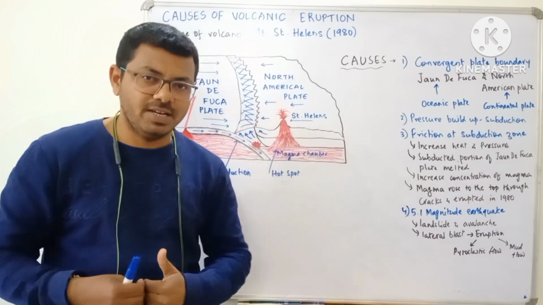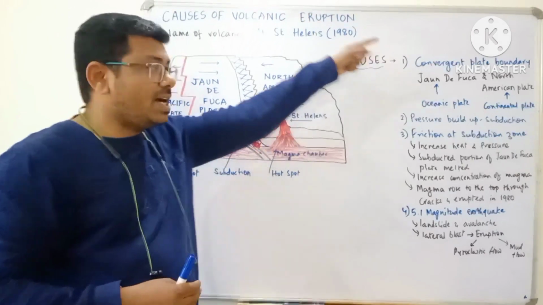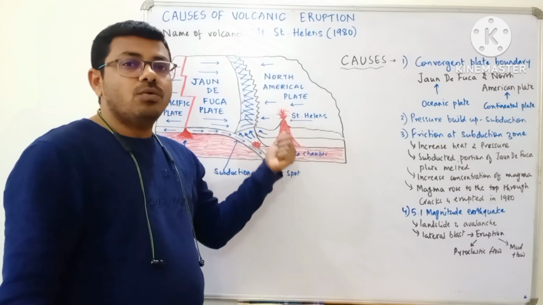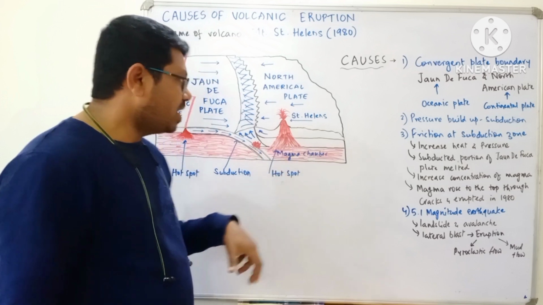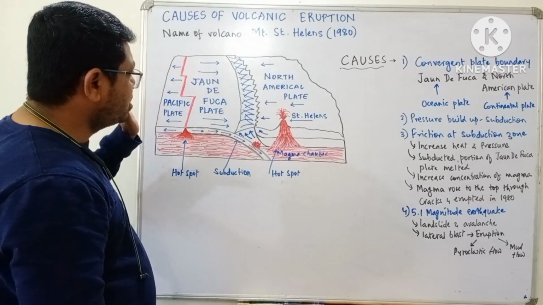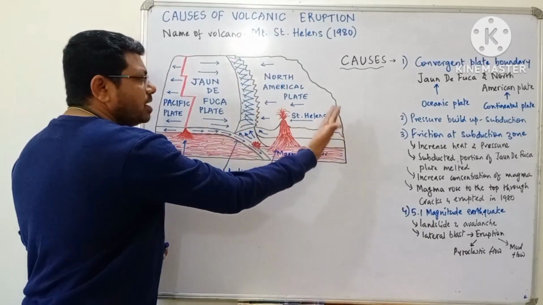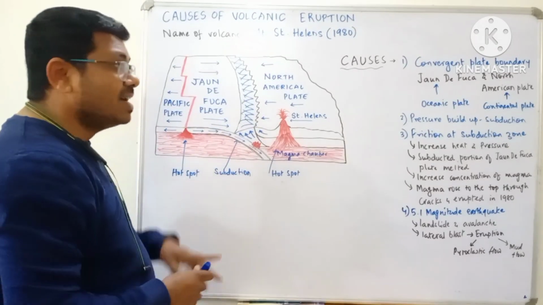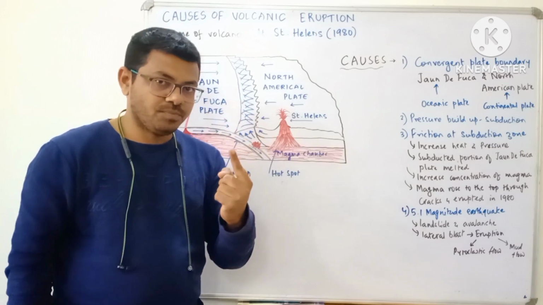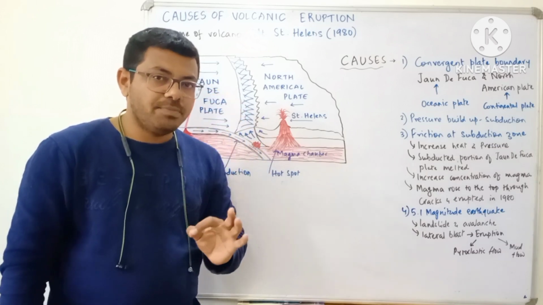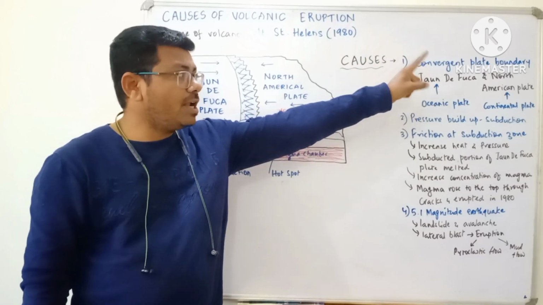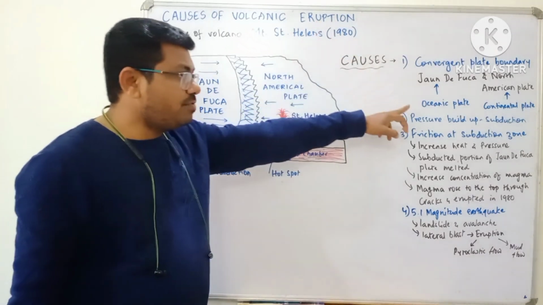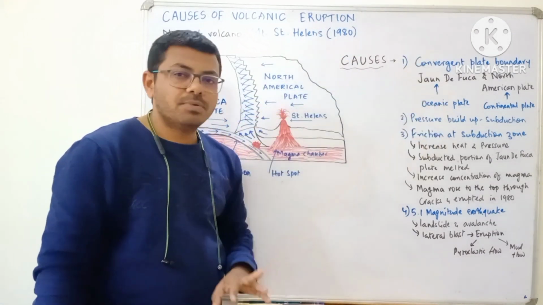But here this is a different case, where a convergent plate boundary has led to the eruption of one of the greatest volcanic eruptions in North America, right? So the Juan de Fuca plate is moving towards the North American plate, the North American plate is moving towards the Juan de Fuca plate, and they have formed a convergent plate boundary. This is one cause. Forming a convergent plate boundary by the Juan de Fuca and North American plates is one of the causes of the volcanic eruption. The Juan de Fuca plate is an oceanic plate, the North American plate is a continental plate.